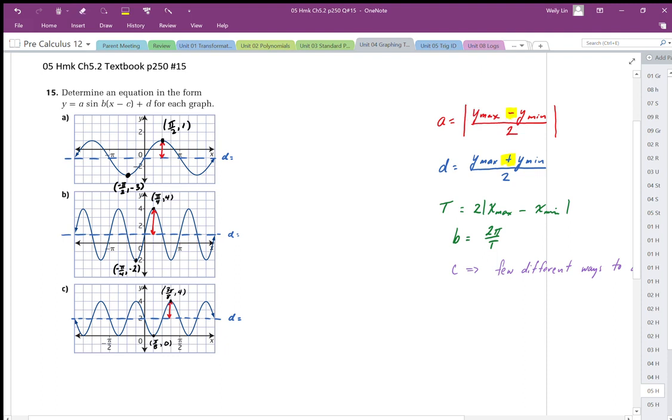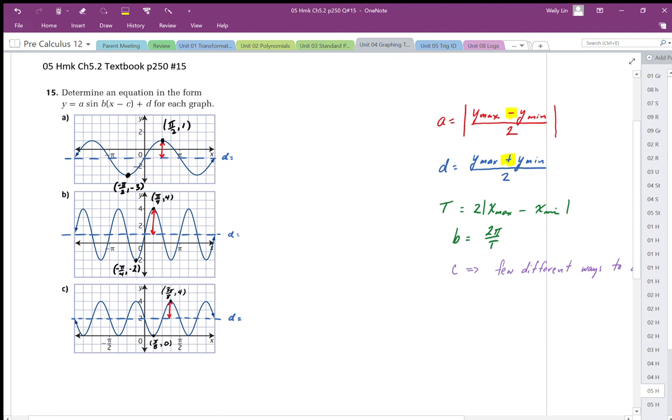For d, it is this middle line halfway between the top and bottom. So what we do is use an average formula. Instead of minus, we use plus. So we do y max plus y min, and we average it out to find the middle point between the min and maxes.